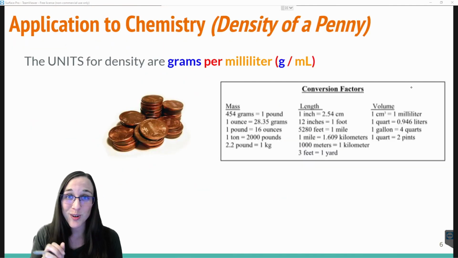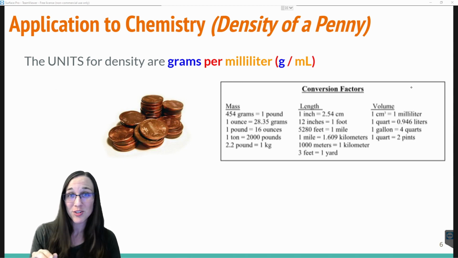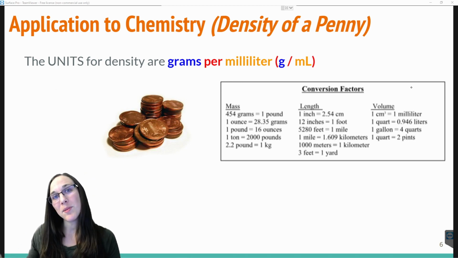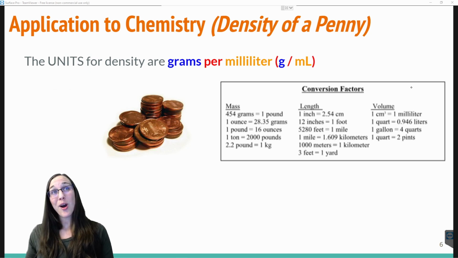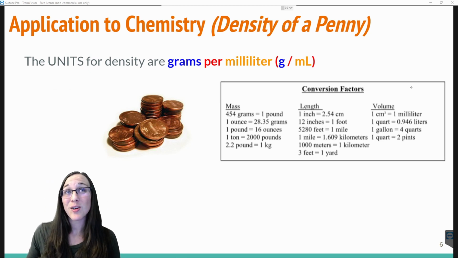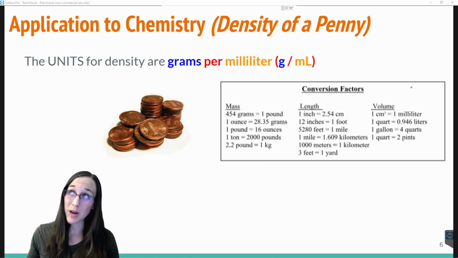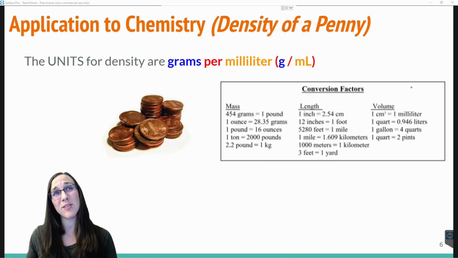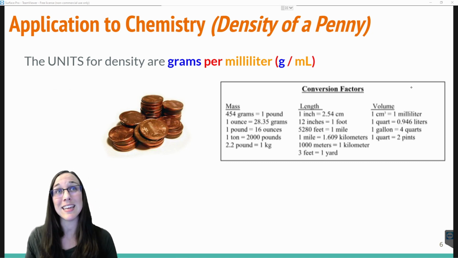Now that our joints are all nice and lubricated with our mathy dimensional analysis setup, let's apply it to something chemistry, finding the density of a penny. We know that the density units are grams per milliliter. So we need to find mass, grams of pennies, and we need to figure out how much water it displaces, milliliters, and then divide those two numbers that we find in order to determine the density of said penny.